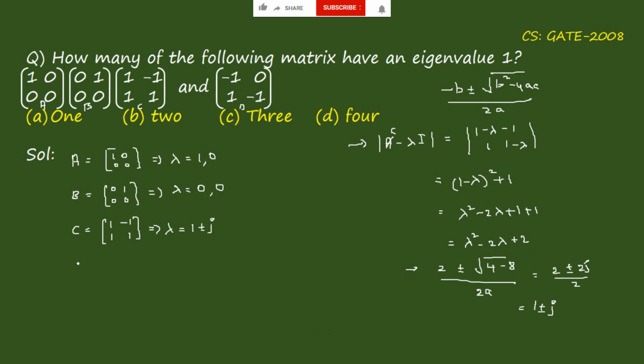We have two eigenvalues. Now coming to the D matrix, which is given as minus 1, 0, 1 and minus 1, right? It's a lower triangular matrix, so the eigenvalues are the diagonal elements, minus 1 and minus 1. Now they are asking how many of the following matrices have an eigenvalue 1. Only the A matrix has 1, right? So the answer is option A.